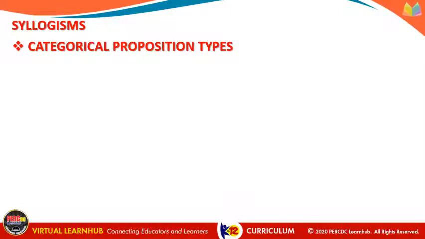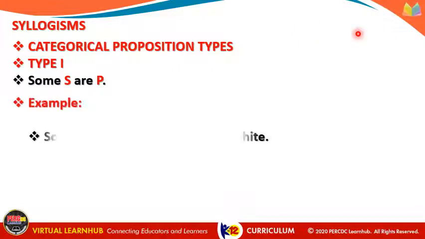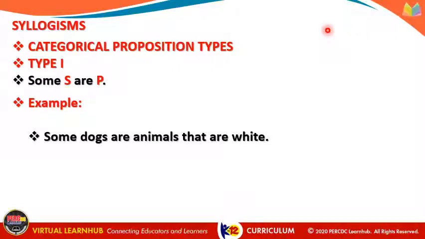We now go to the third categorical proposition. You have type I. Type I propositions have the following form: some S are P. Let us have an example. Some dogs are animals that are white. In this proposition, the subject is dogs and the predicate is animals that are white.